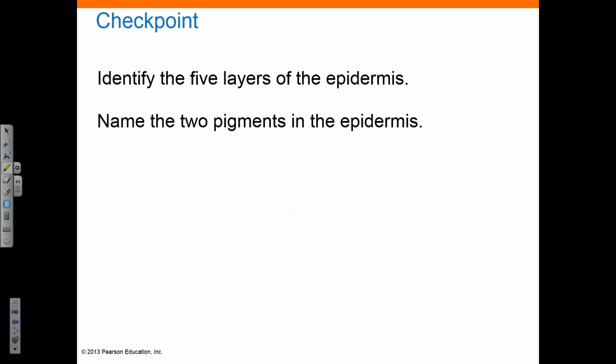What are the 2 pigments found in the epidermis? Keratin and melanin.